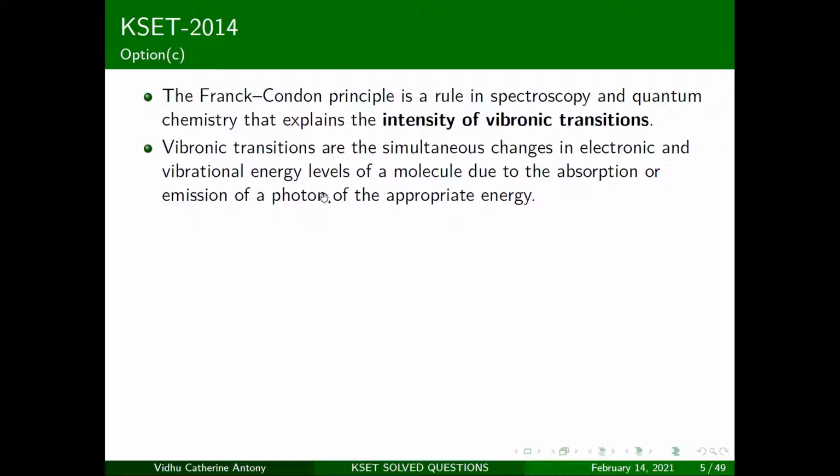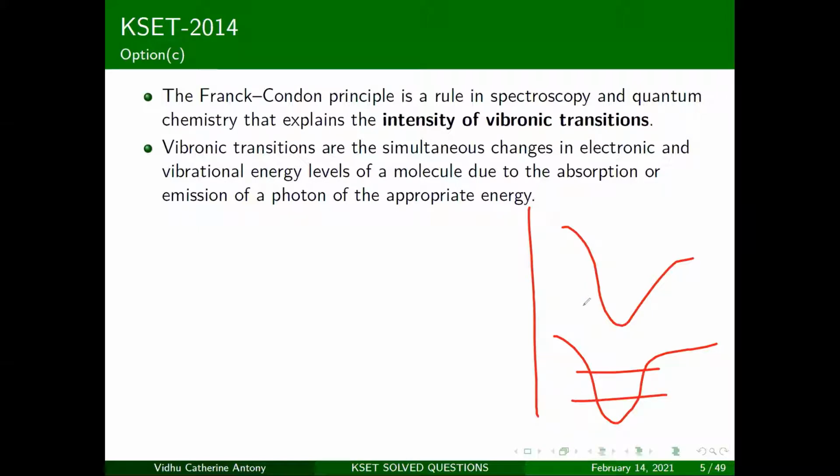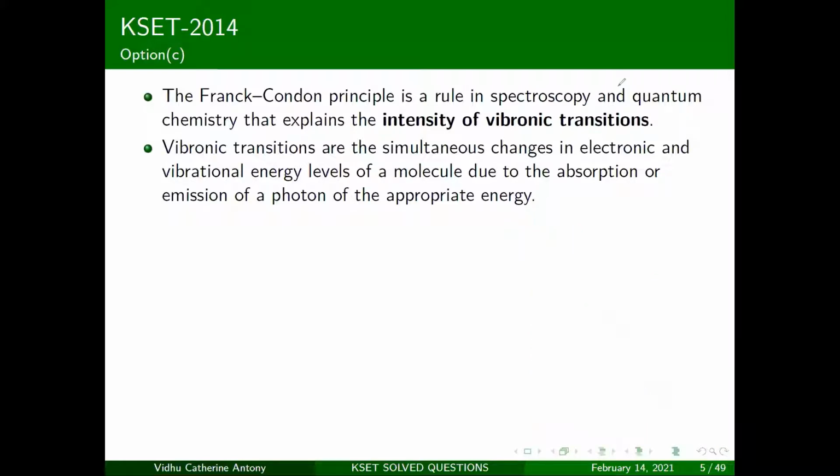So what are these vibronic transitions? They are the simultaneous changes in electronic and vibrational energy levels of a molecule due to the absorption or emission of a photon of appropriate energy. You would have seen something like two vibrational harmonic oscillator potentials and transitions from one level to the other level and so on. Okay, you would have seen something like this. So let's go to the next point.